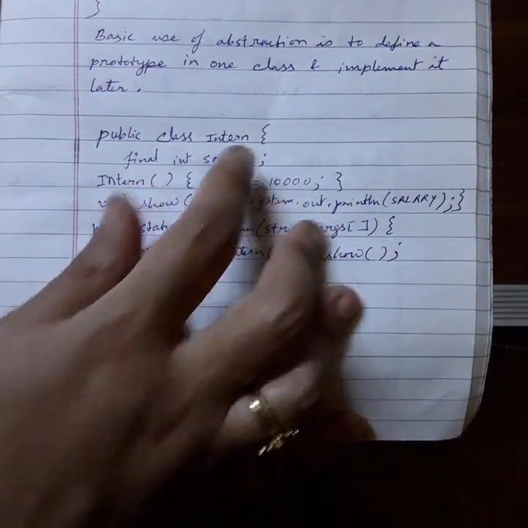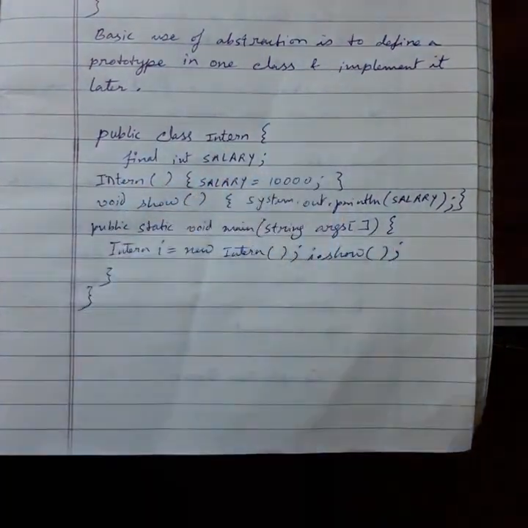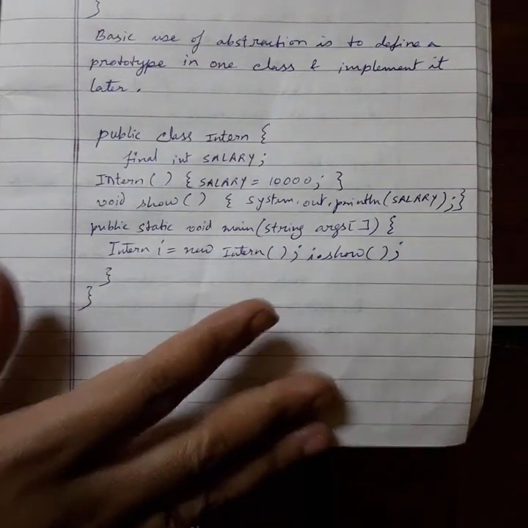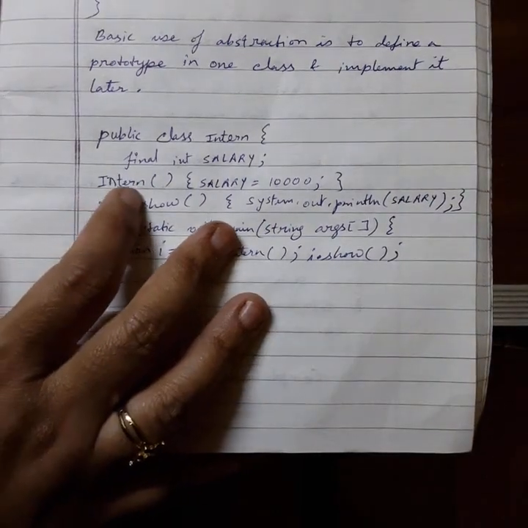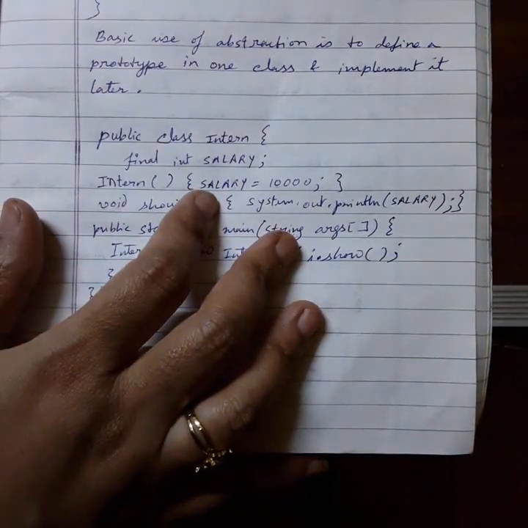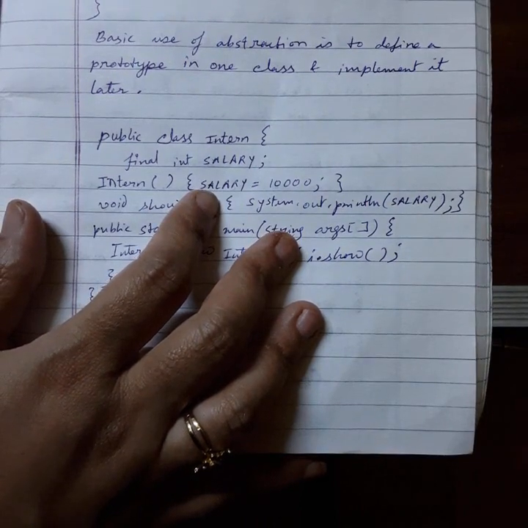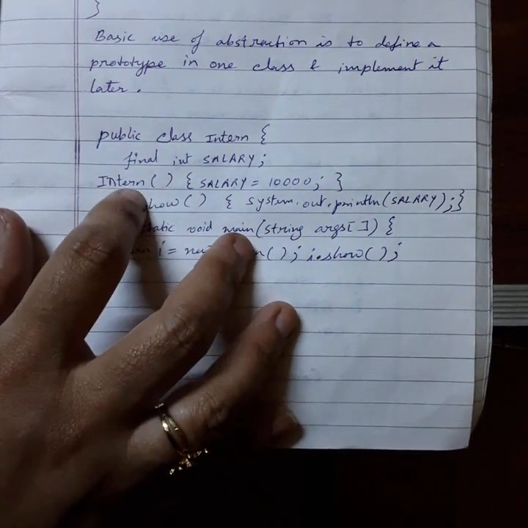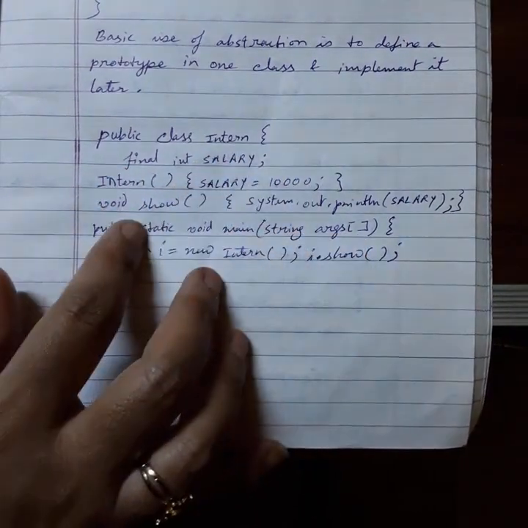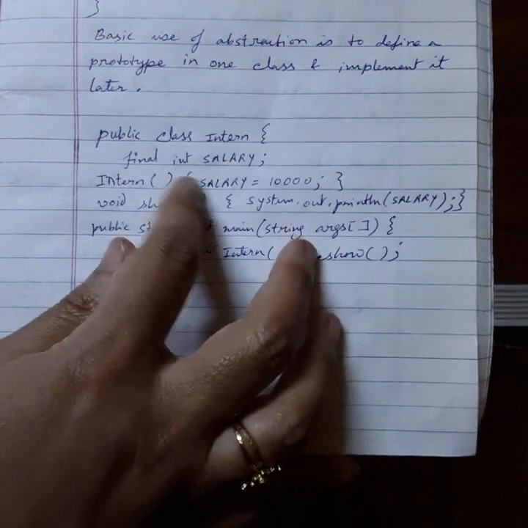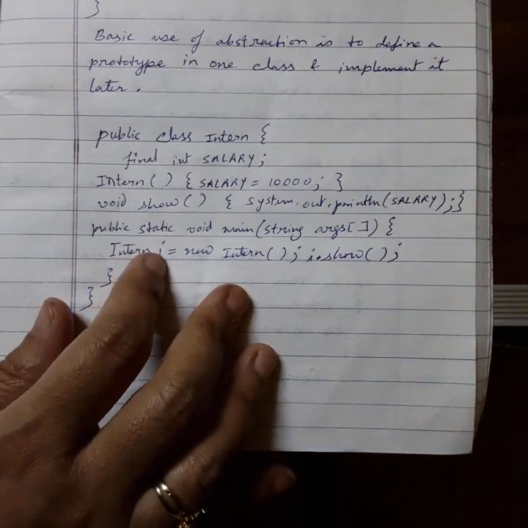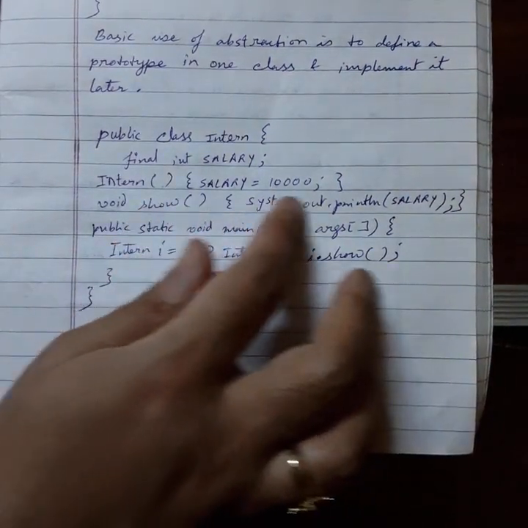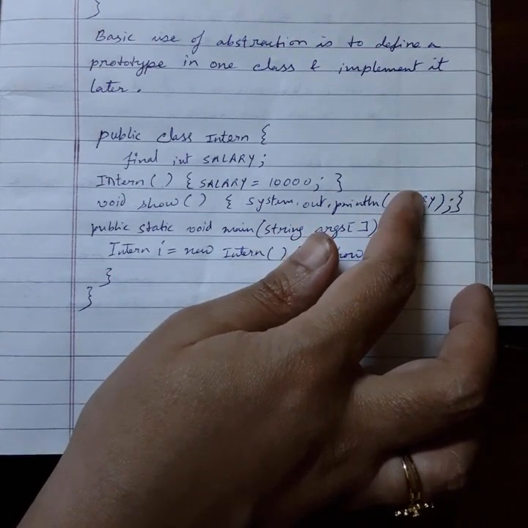If you did not initialize it here, you can do it in the constructor or in the static block that I'm going to show you, because you need to have access to the value. Here we have a constructor initializing the value, a method displaying that value, and a main method in this class. I create an object i of this class and call the method show, which needs the value salary to display.